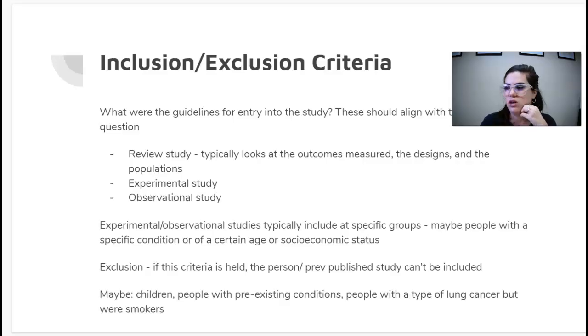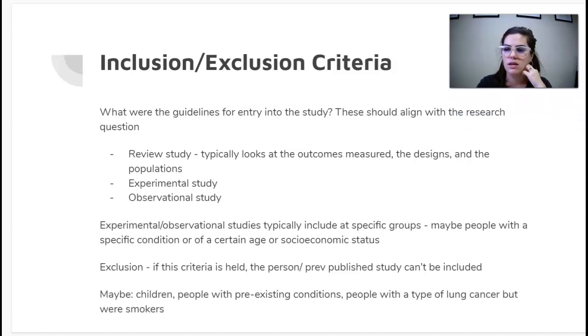Okay, so the next thing that you guys are going to describe on the second assignment is the inclusion and exclusion criteria. So basically what these criteria are is the specific guidelines for entry into the study. So these inevitably should align with the research question that's being asked by the researchers. So if you ever look at that research question and either the people or the studies that they include don't align with that specific question, there's a problem.